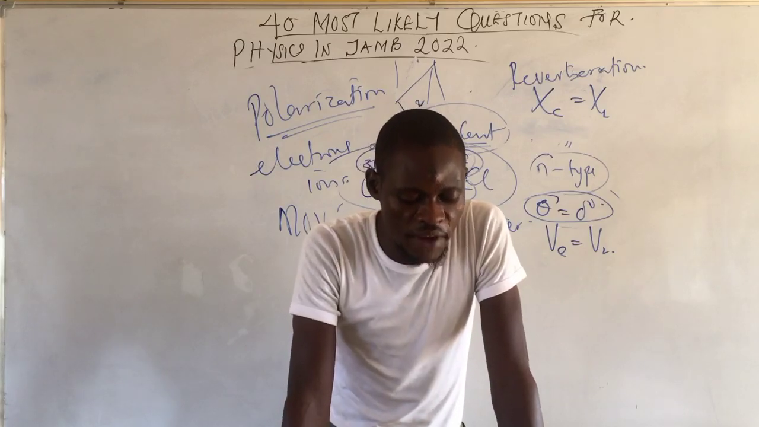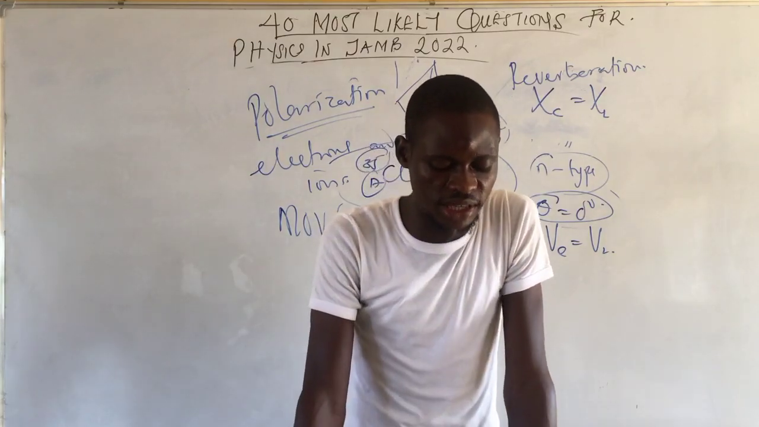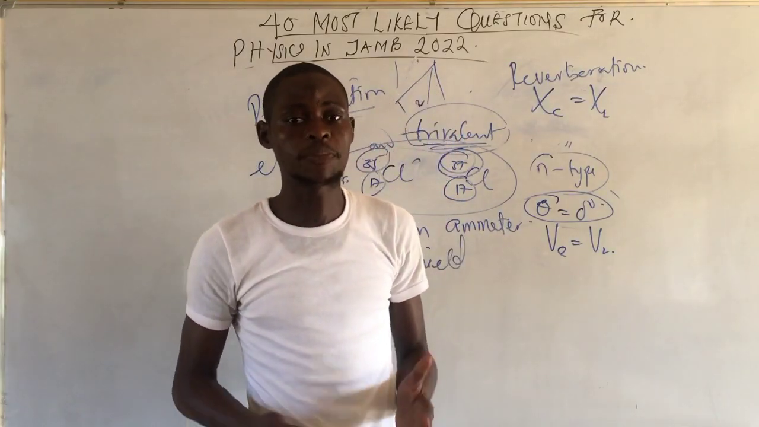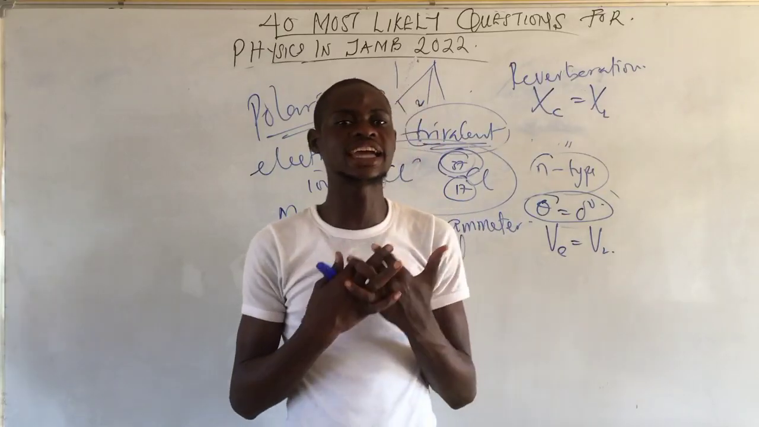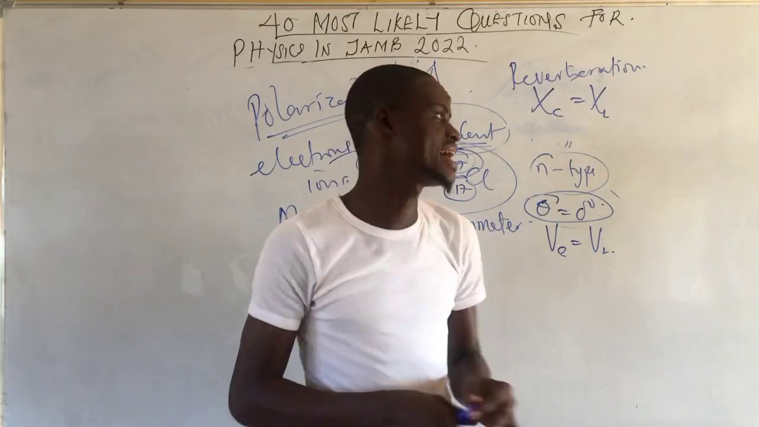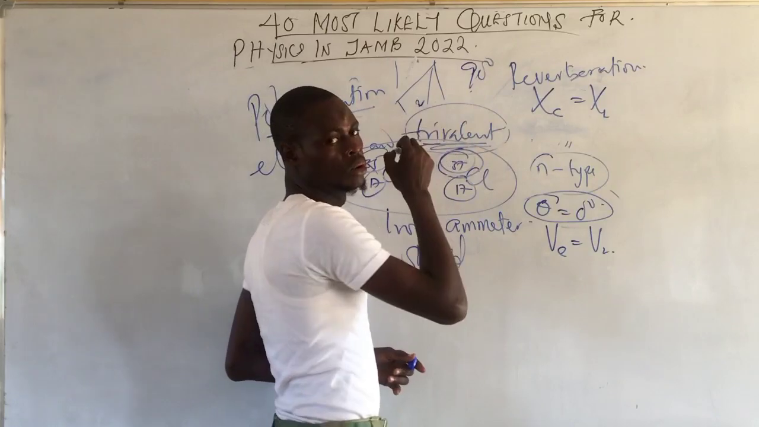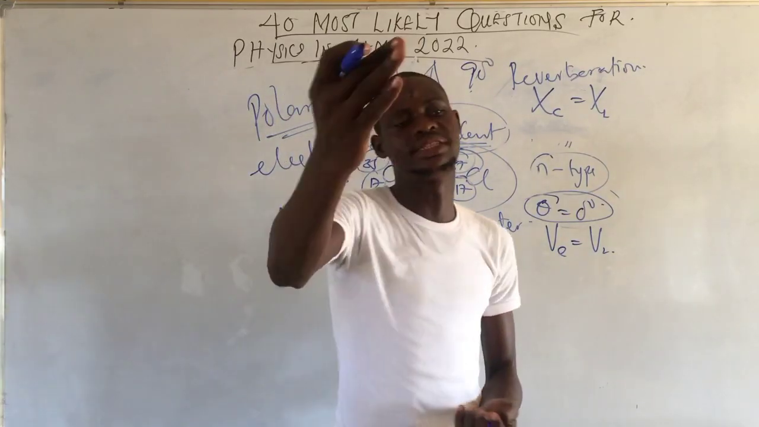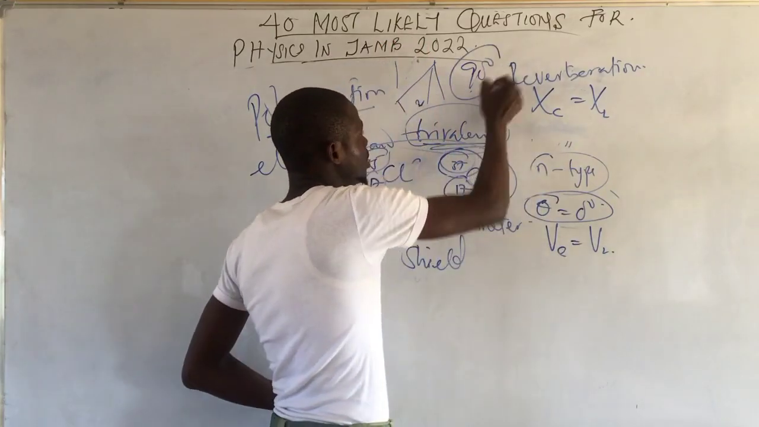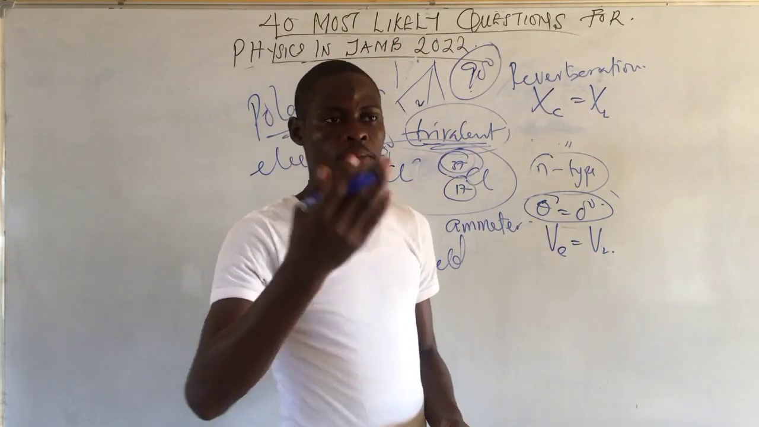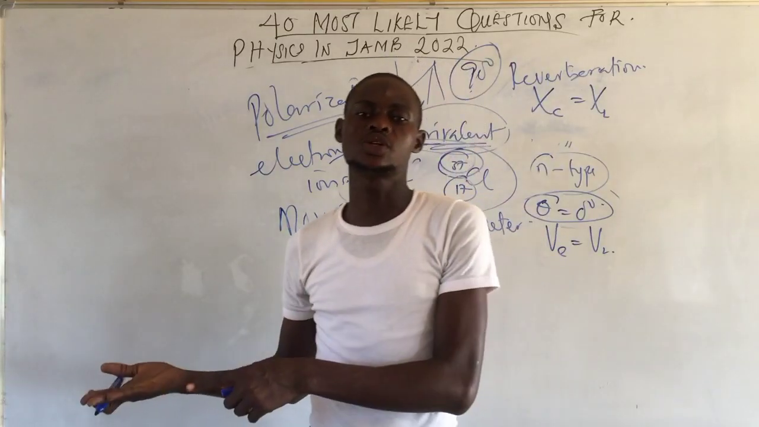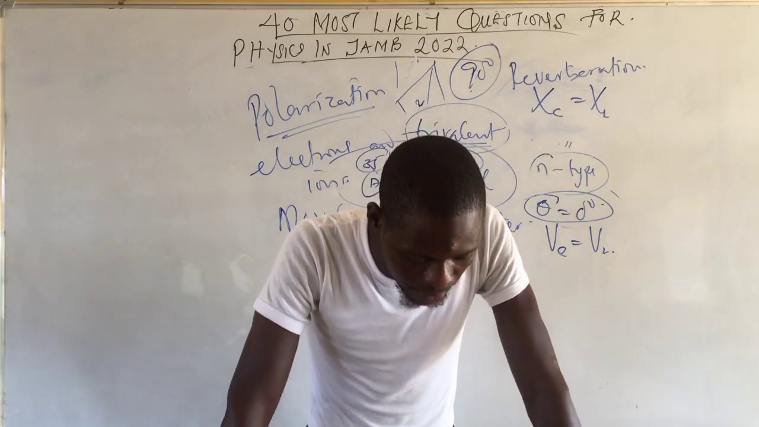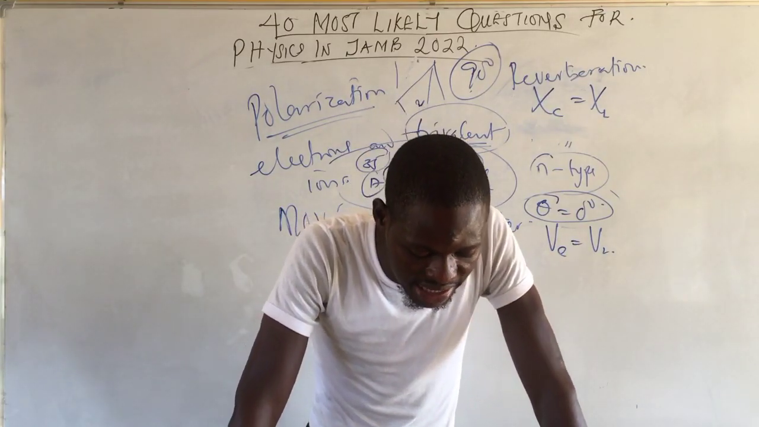In a purely inductive circuit, the current lags behind the voltage in phase by what? In a purely inductive circuit, the current will lag behind the voltage by 90 degrees. While in a purely capacitive circuit, the current will lead the voltage by the same 90 degrees. Don't forget, current leads in a purely capacitive circuit, while it lags in a purely inductive circuit. The next question is question 38.